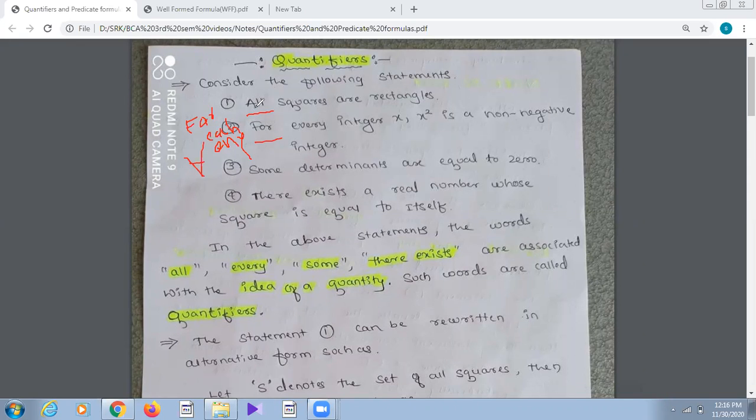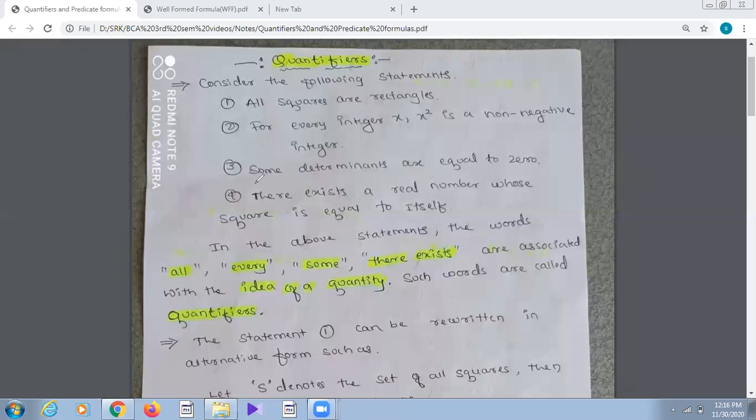Because these words are telling us about the whole thing. Here, all squares are rectangles, so it is telling about the whole collection. That's why we use this symbol, and it is called the universal quantifier. Whatever these words are telling about all, that is why this is the universal quantifier.